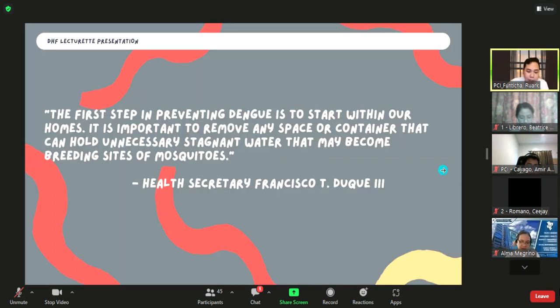This campaign calls on everyone to become prime movers in controlling and preventing any possible dengue deaths within the country. The health secretary under the Aquino administration also emphasized that the first step in preventing dengue is to start within our homes, and it is important to remove any space or container that can hold unnecessary stagnant water that may become breeding sites of mosquitoes.